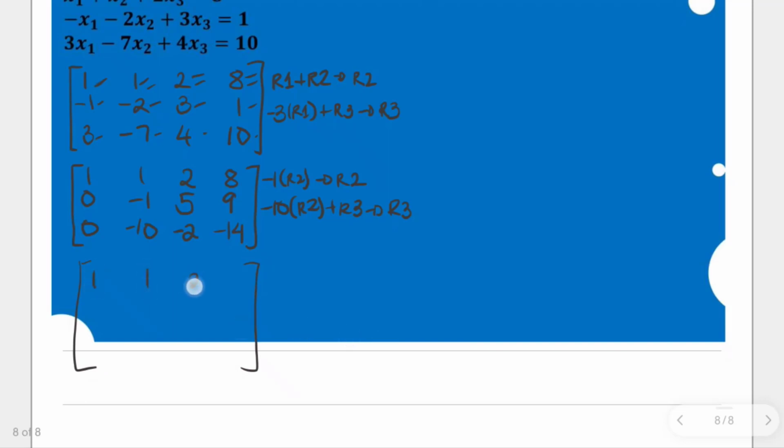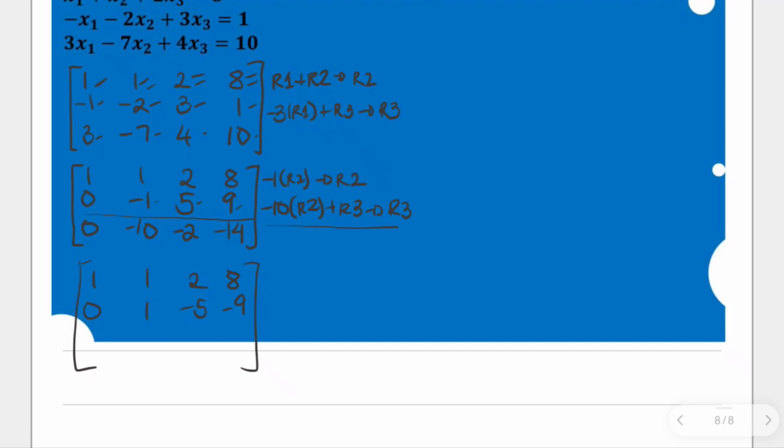The row 1 is still this one here. So when you multiply -1 to 0, it's still 0. -1 times -1 is +1. -1 times 5 is -5. -1 times 9 is -9. Okay? Next is the application of this operation, not here, but still on this row here. So let's do this one.